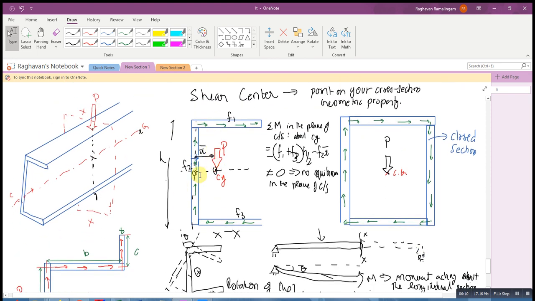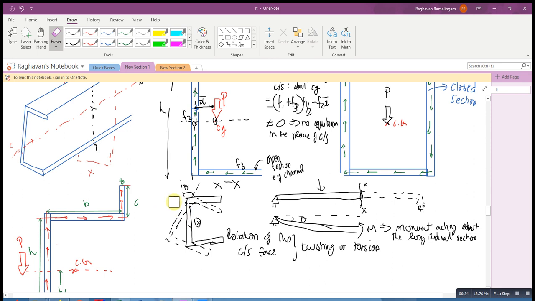So I see that even if I apply a load through the CG, if you have open sections like a channel, you will see that even if you have the load acting through the centroid, you would still have twisting of the cross section, except for one particular example.